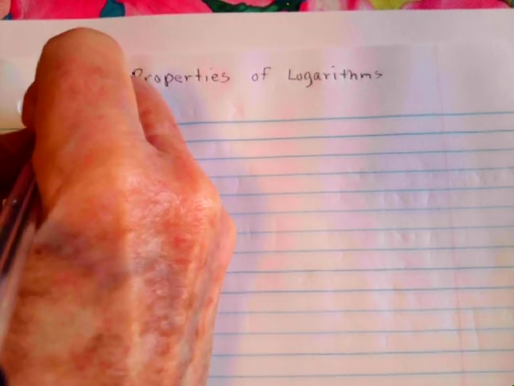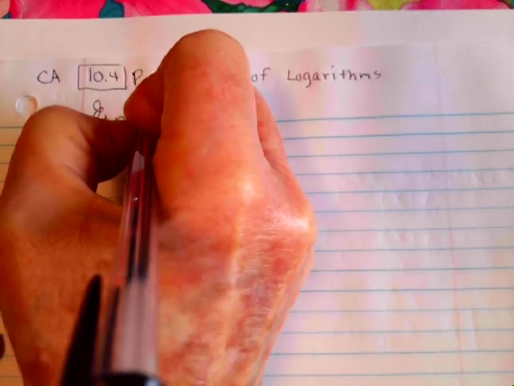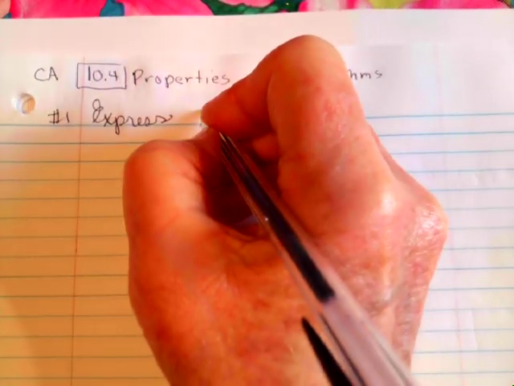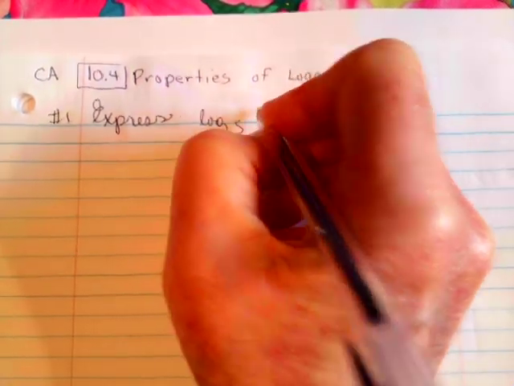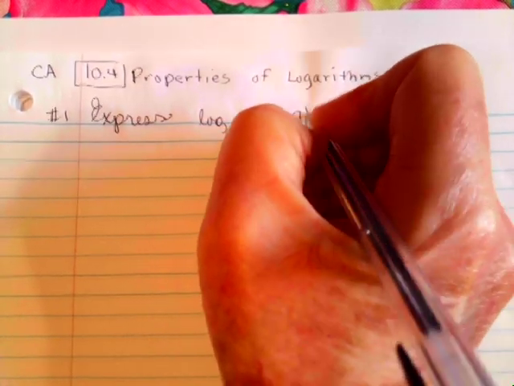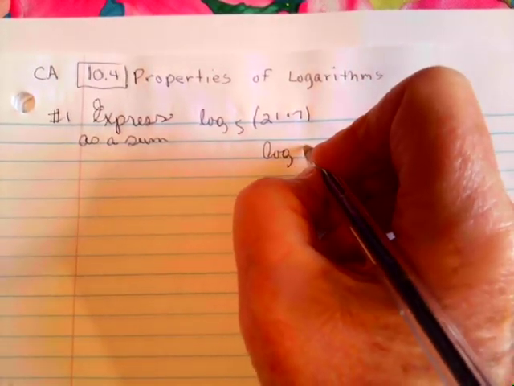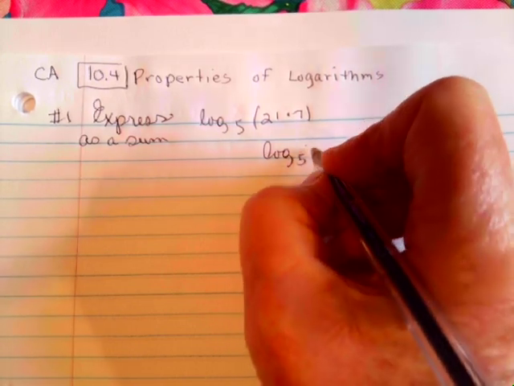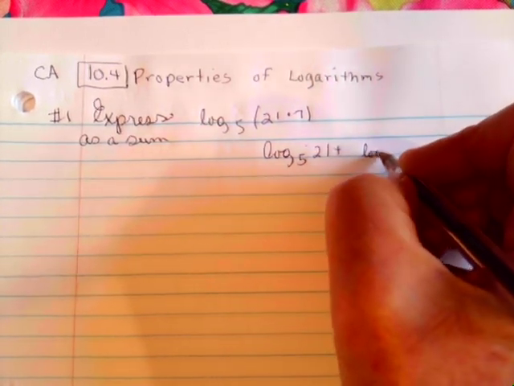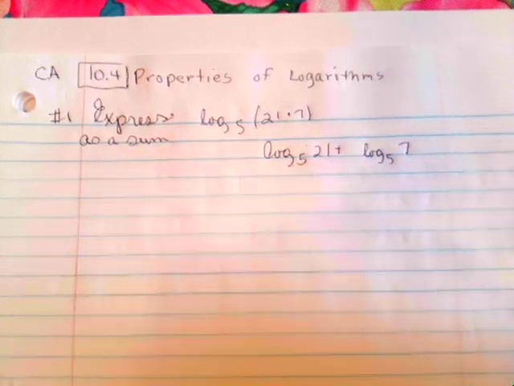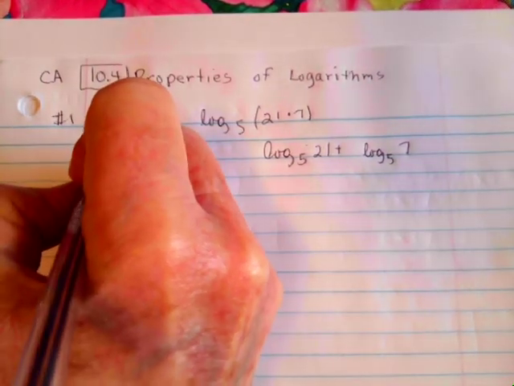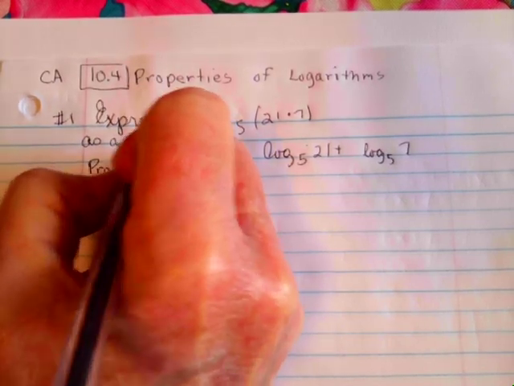Number 1, express as a sum, and you have log 5 of 21 times 7. Express as a sum. So that would be log 5 of 21 plus log 5 of 7. That's from property number 1. When you multiply, you add.